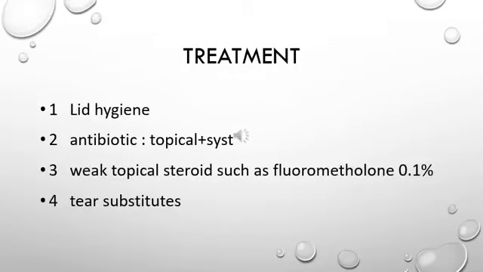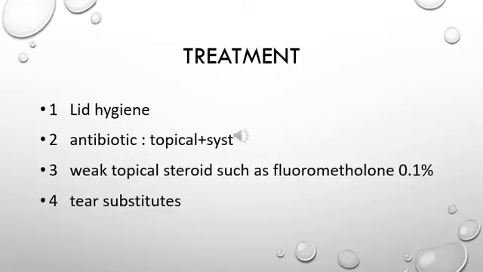How to treat patients with blepharitis? We have 4 main measures. The first is lid hygiene, then antibiotic therapy. The third one is weak topical steroid. The fourth is tear substitute.